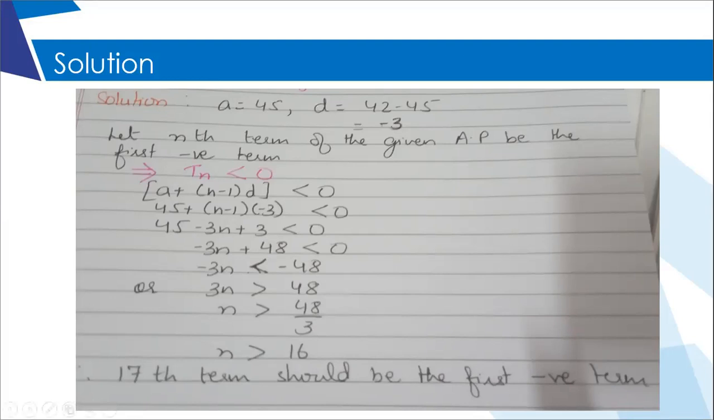Ma'am, can we not do it like taking Tn is equal to 0, since we have to find the first negative number, so it will come after 0. So then we find n for 0, and it can even be in points, but then the next whole number will be the first negative number, like that.